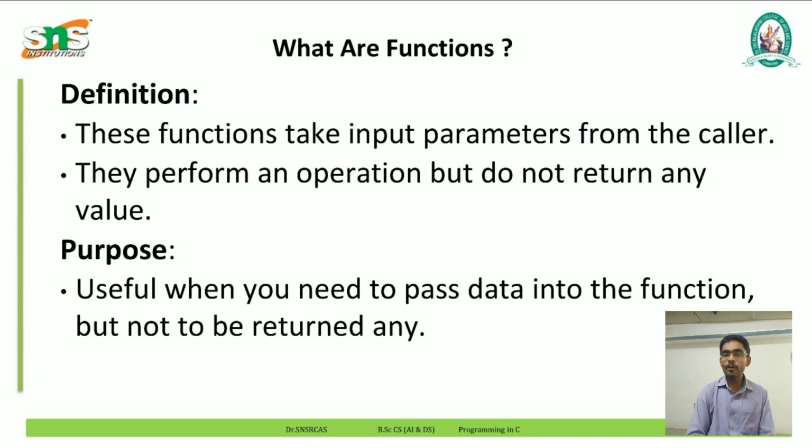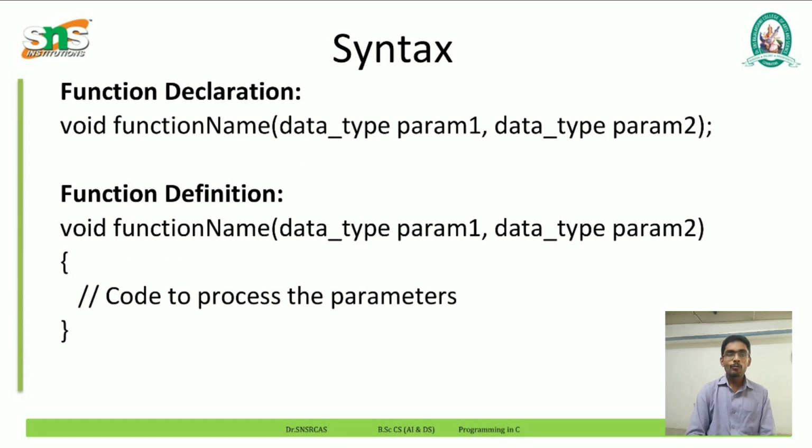Here is the syntax. Void, then the function name. Void is the return type, which means the function will not return any values. Then there is a list of parameters. The function definition has a list of parameters the same as the function declaration or prototype. Inside the curly braces there is code to process the parameters, which does not have any return statement.